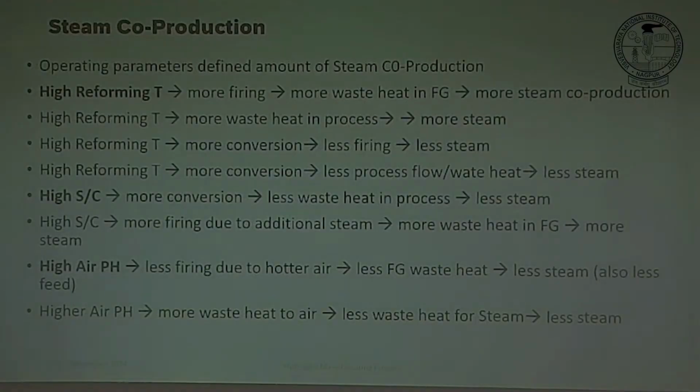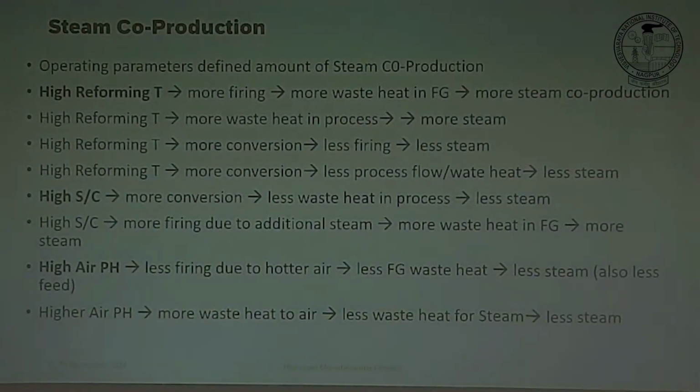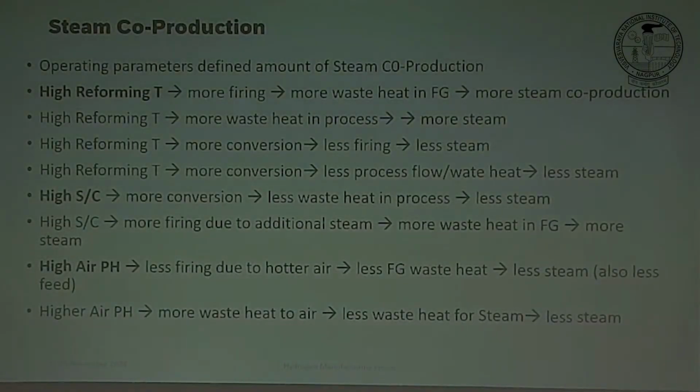The first two are towards more steam production. But if you have a higher temperature, we also have higher conversion. Higher conversion means we'll have less throughput for the same amount of hydrogen production, and we'll have less steam. Also, with higher reaction temperature and more conversion, there is less process-side flow, because for the same hydrogen throughput you also need less feed. So the flows are also lower, which means once again less steam. Another parameter is a high steam to feed ratio. That means more conversion, and more conversion means less waste in the process. Once again, less steam.